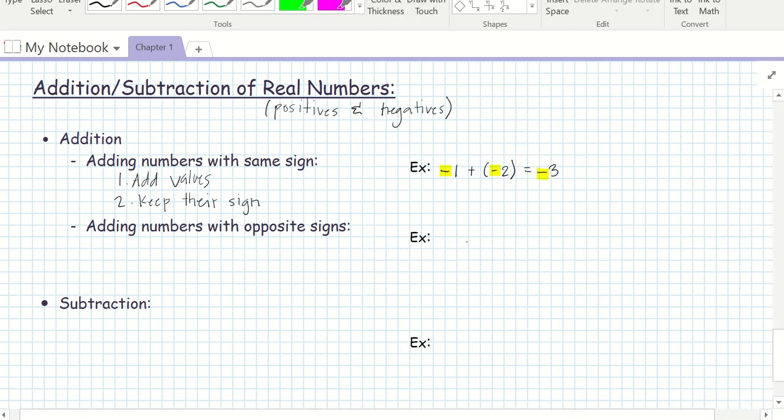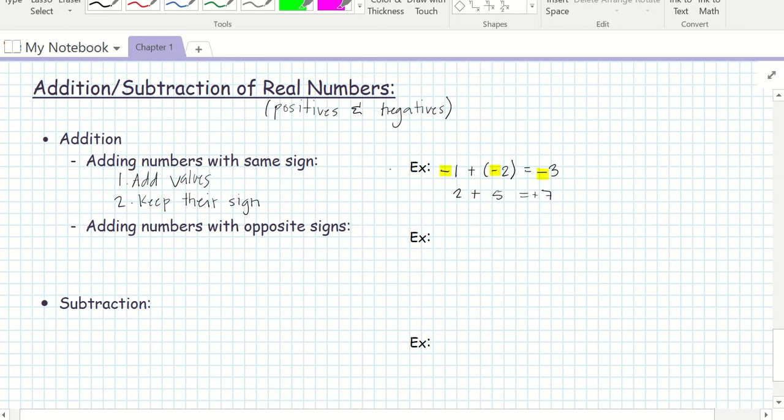It's like thinking we are at negative 1 degrees Fahrenheit, but then we added another negative 2 degrees. So instead of going up, it's going to go down another 2, and then negative 3 degrees Fahrenheit. Another example can be 2 plus 5. Both values are positive, so all I have to do is add 2 and 5, which is 7, and it's going to be a positive 7 because they're both positive.